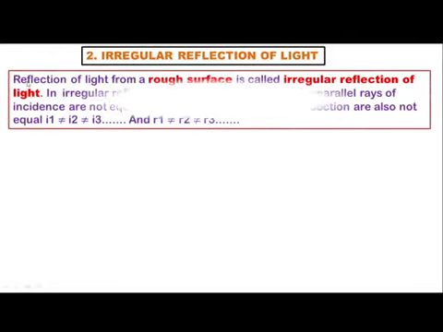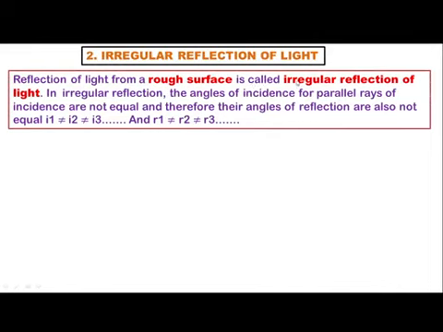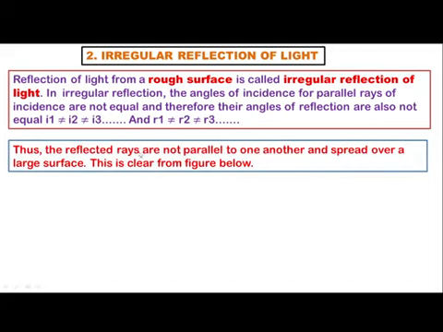Second, irregular reflection of light. Reflection of light from a rough surface is called irregular reflection of light. In irregular reflection, the angles of incidence for parallel rays of incidence are not equal and therefore their angles of reflection are also not equal. I1 is not equal to I2 is not equal to I3 and R1 is not equal to R2 is not equal to R3. Thus the reflected rays are not parallel to one another and spread over a large surface.